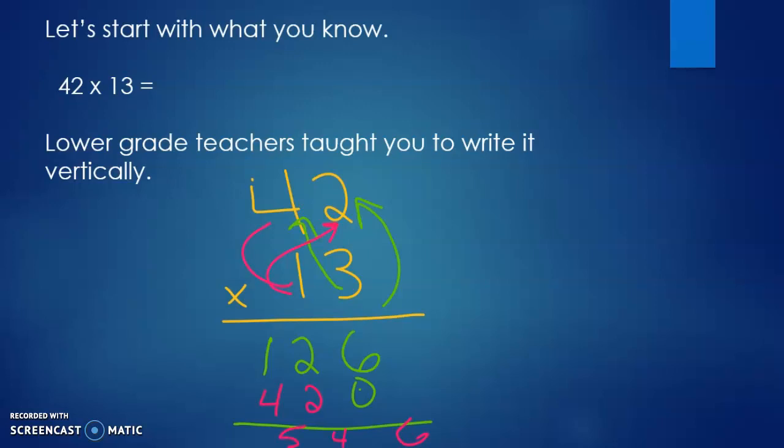So I'm going to apply that and I'm going to call this method 1. There are 3 different methods. You can pick whichever method you want to use. They all will result in the correct answer when done correctly.